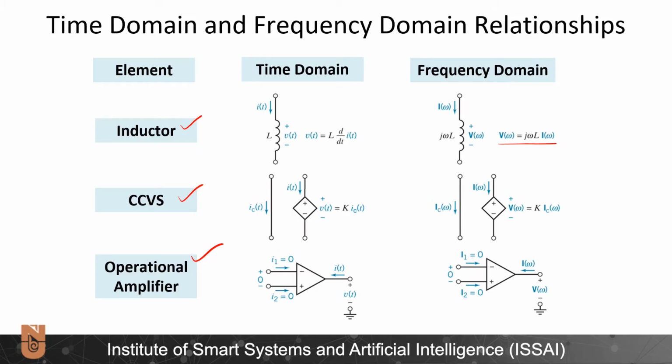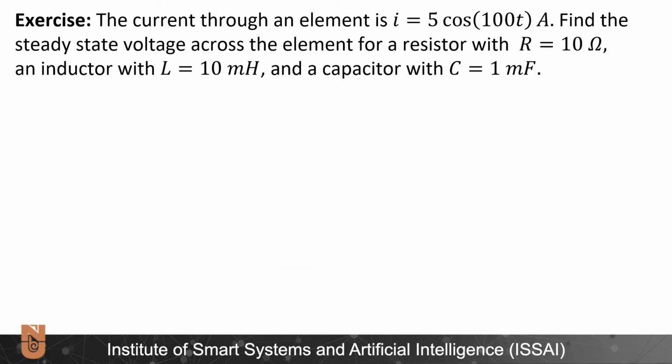for inductors, for instance. The current through an element is i = 5 cos(100t) amperes. Find the steady state voltage across the element for a resistor with R = 10 ohms, an inductor with L = 10 millihenries, and a capacitor with C = 1 millifarad.